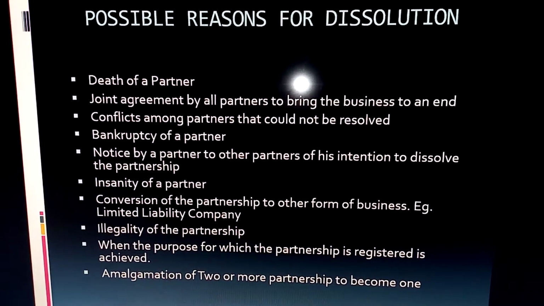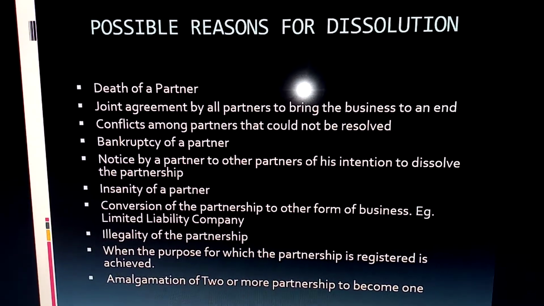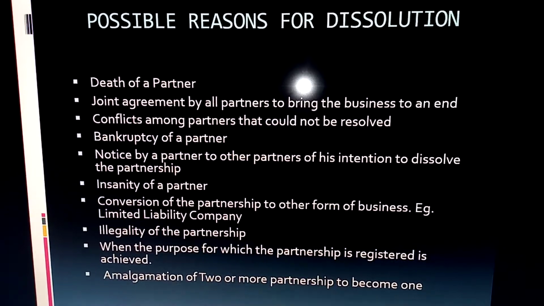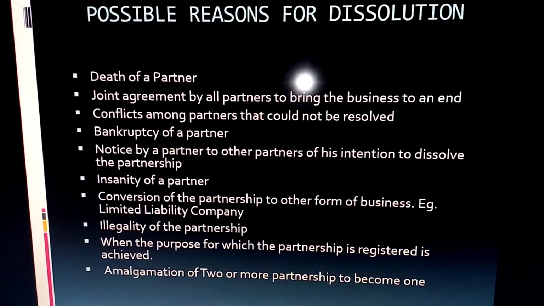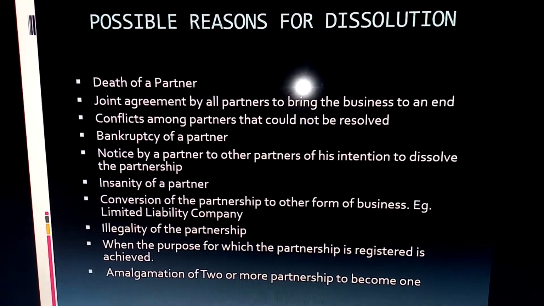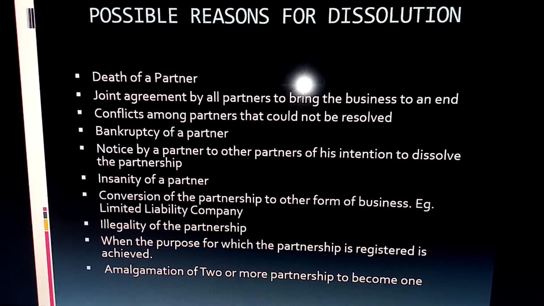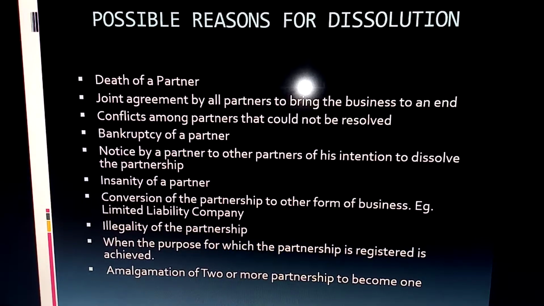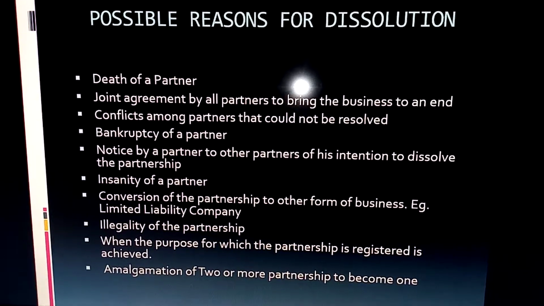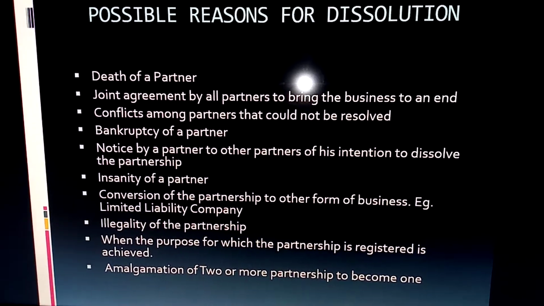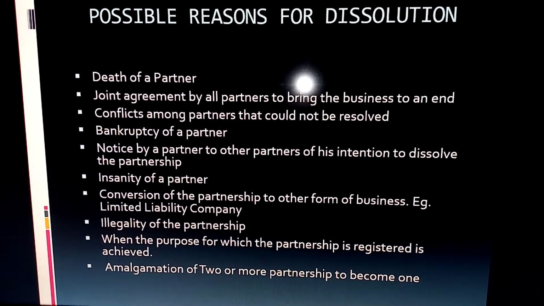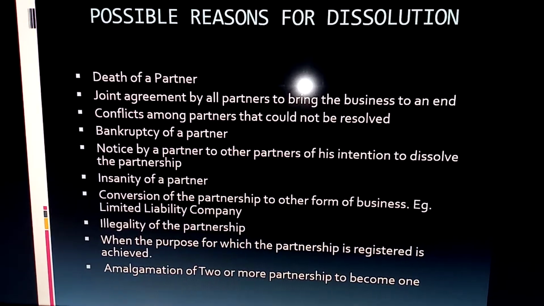Bankruptcy of a partner that's unable to pay their debt can cause the partnership to come to an end. Then you can have notice by a partner to others of his intention to dissolve the partnership. So maybe out of 3 or 4 partners, one person says, look, I want us to bring this business to an end. That can be a reason for dissolution. The next one is insanity of a partner, when a partner runs mad. You apparently cannot run a partnership with a mad person. So that can be a reason for dissolving the partnership.